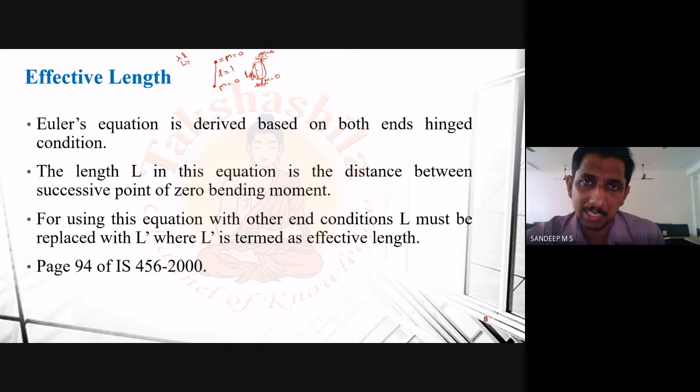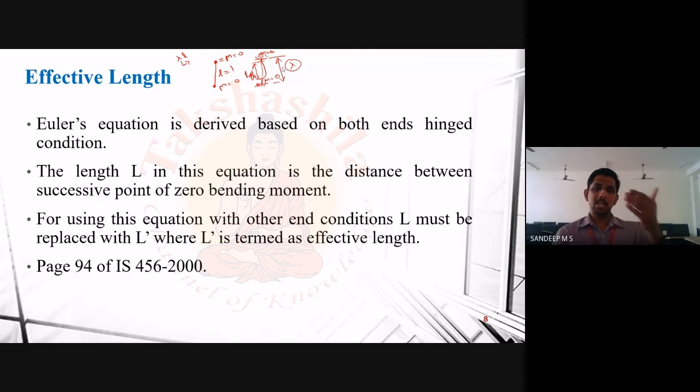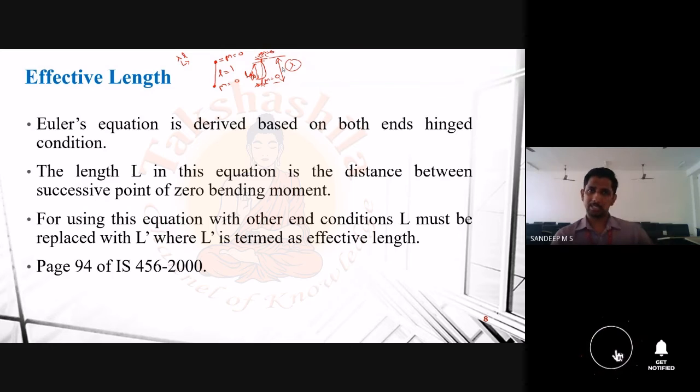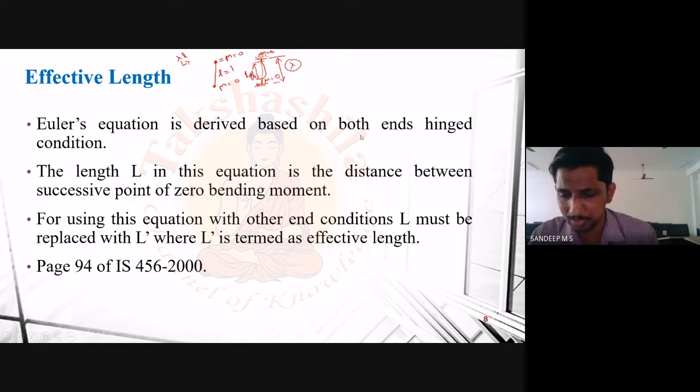In order to get this length, we have to multiply the actual length, that is the distance between these two supports, with some sort of factor. These factors are given in your code. Based on the end condition, you have to select the required factor, multiply it, and find the length of the column. That final length is called your effective length. The reason for this is that Euler's equation is derived by considering the length of the column as the distance between the points where we have zero moments. I hope you remember these things.